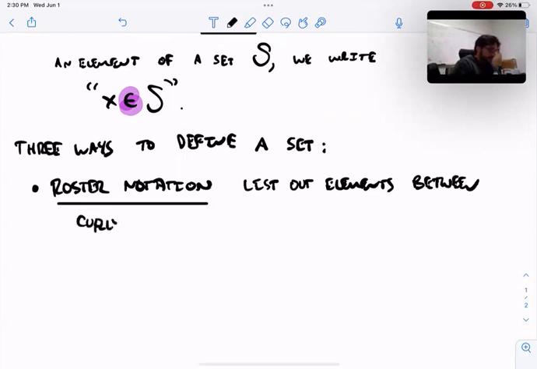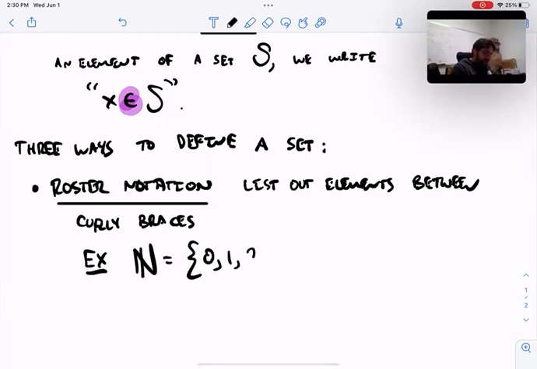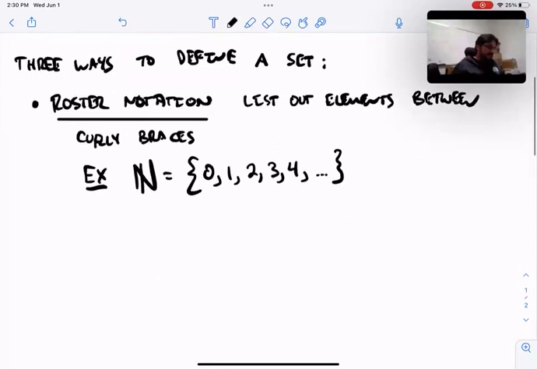Perhaps a very familiar example of something you could write in roster notation would be the set of natural numbers. You list out the elements of the set, and you place them between curly braces. There might be infinitely many elements, in which case we put a dot, dot, dot. If there are not infinitely many elements, you just stop at the closing brace. But this is what roster notation is.